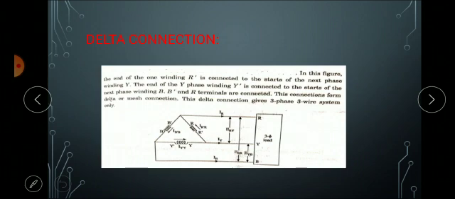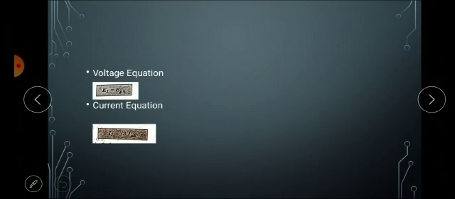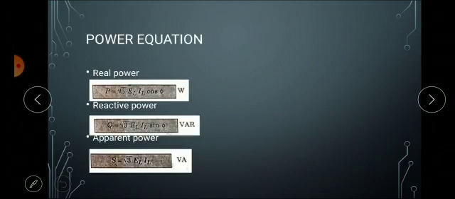Next one is the delta connection. The end of one winding, R dash, is connected to the start of the next phase winding Y. The end of the Y phase winding, Y dash, is connected to the start of the next phase winding B. The connection forms the delta or mesh connection. This delta connection gives a three-phase 3-wire system only. Here the voltage equation is EL equals E phase, and the current equation is IL equals root 3 I phase.